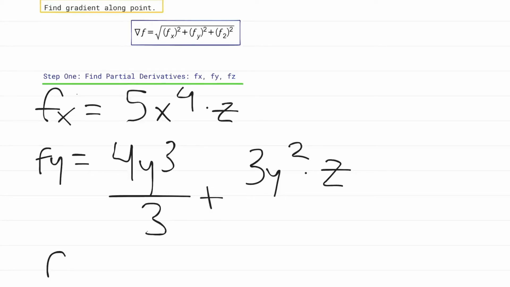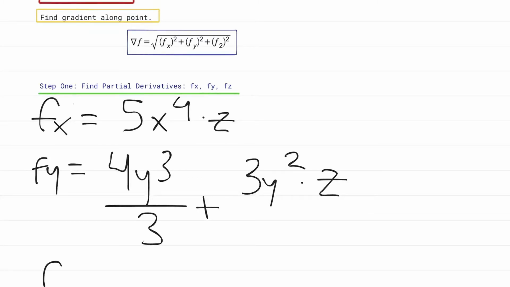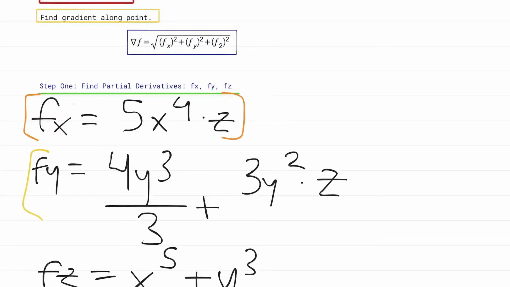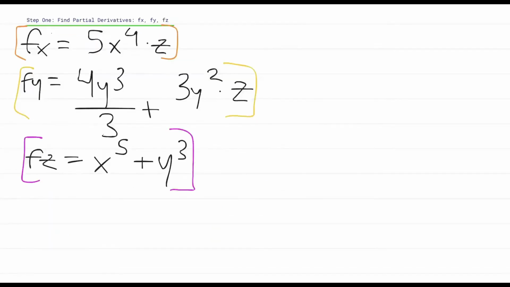So 3y² times z. Now the partial derivative with respect to z, we have 2 z functions. We have the first one, y⁴ divided by 3, that one goes to 0. However, the next one is x⁵ times z. The x⁵ is treated as a constant, so we're just deriving with respect to z. So the derivative of z with respect to z would just be 1. So it's just times x⁵ plus z times y³. The derivative of z with respect to z is 1, so we're left with y³, the constant. And now I'm going to color code these. Orange brackets for f of x, for partial x, yellow brackets for partial y, pink brackets for partial z. So that's step 1. Now on to step 2.